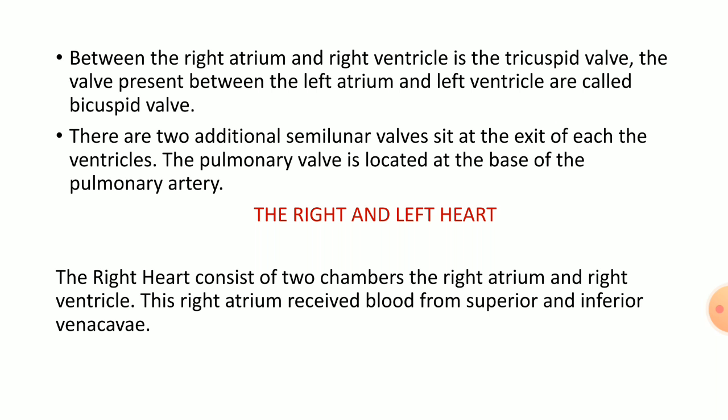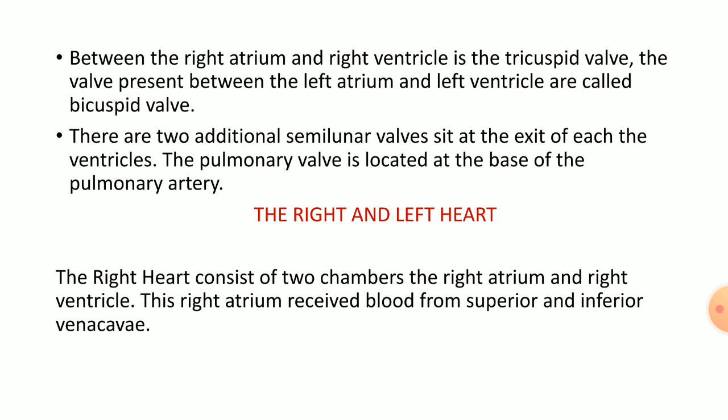The valve present between the left atrium and left ventricle is called the bicuspid valve. There are two additional semilunar valves that sit at the exit of each of the ventricles. The pulmonary valve is located at the base of the pulmonary artery.